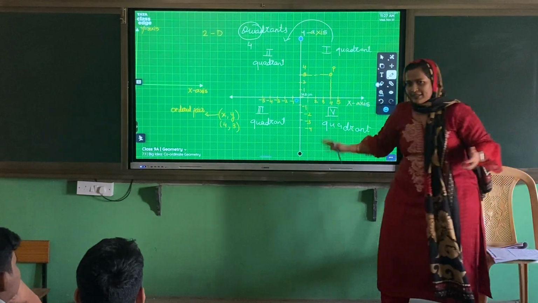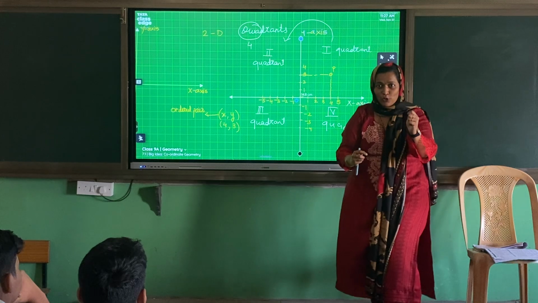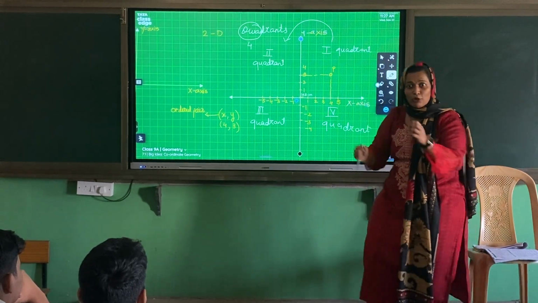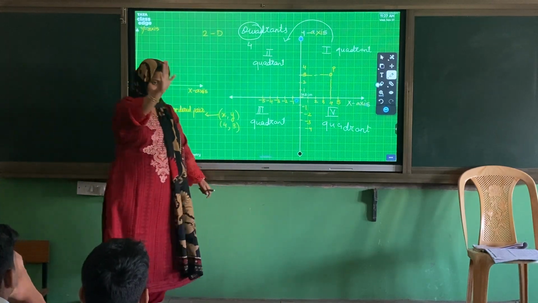And last but not the least, we all use Google Maps. The Zomato delivery person is our coordinate geometry and the Google Map is the plane. Did you understand?